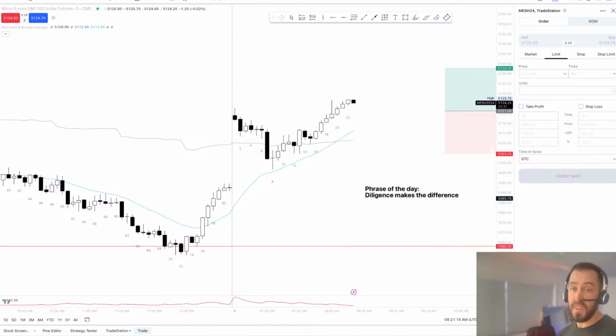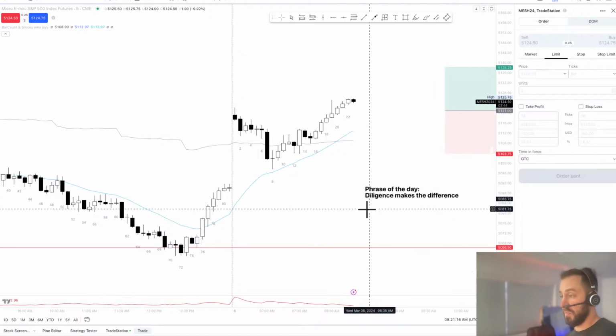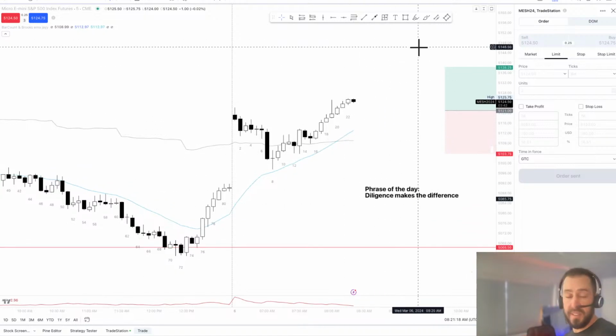Excellent. So simply put, Johan, we look at the pullbacks. Okay, what are pullbacks? Pullbacks are reversals.